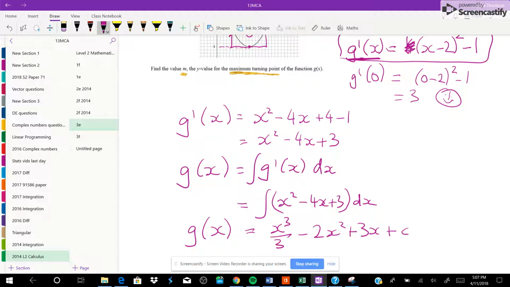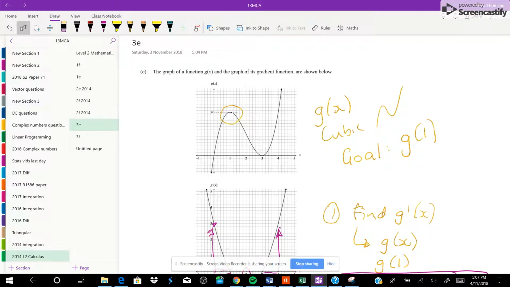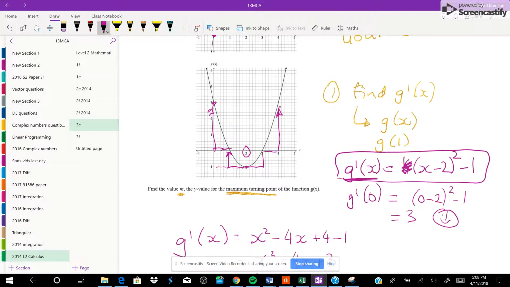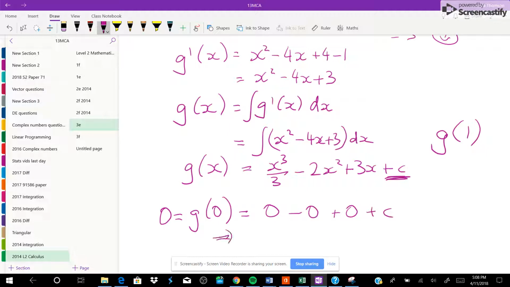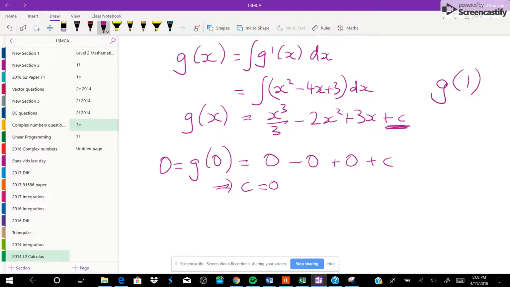Now, we want to figure out what that plus c is because our goal is to get to g of 1. That's going to be the value of m. Let's go back to the graph and have a look at what we've got. Well, we can see that the curve very conveniently goes through the origin. So g of 0 is equal to 0. So substituting in 0, we get 0 minus 0 plus 0 plus c. So c is equal to 0, and we've got g of x is equal to this.